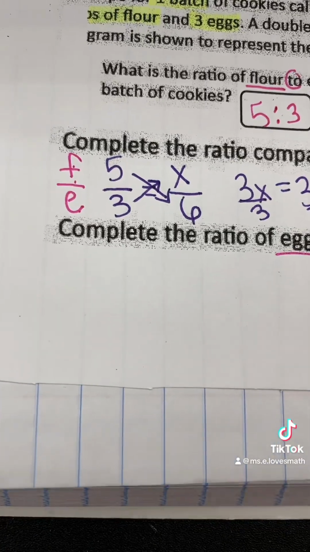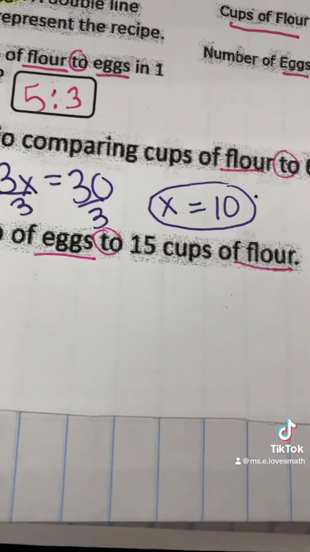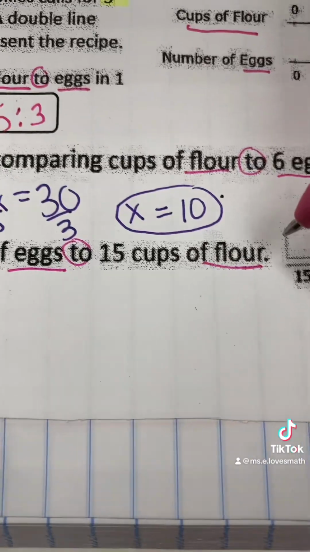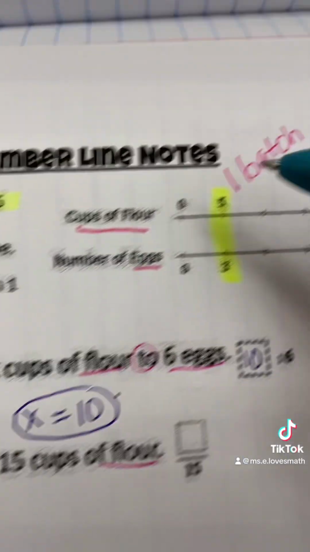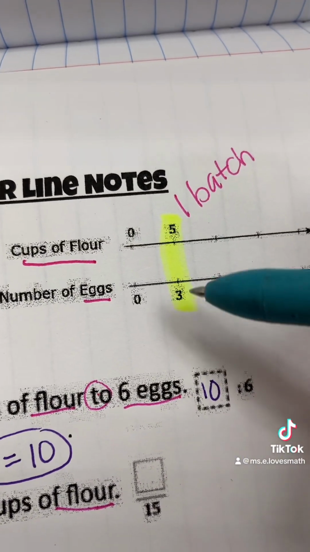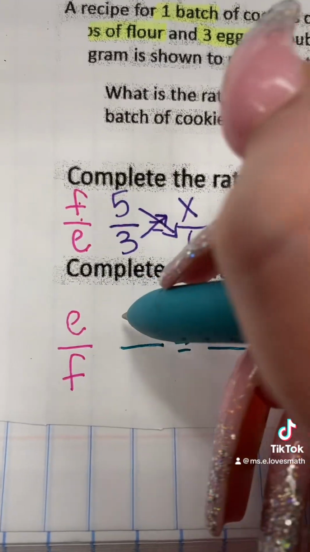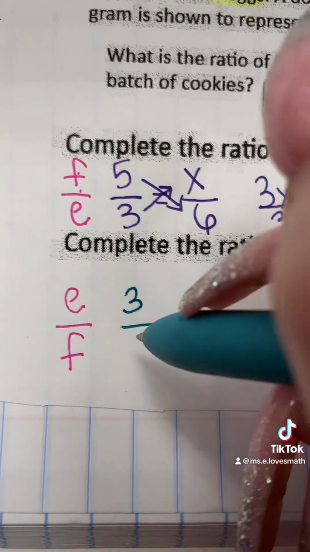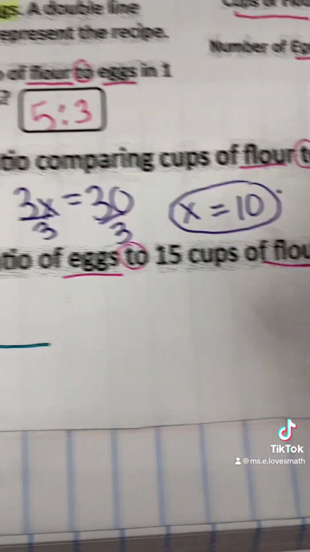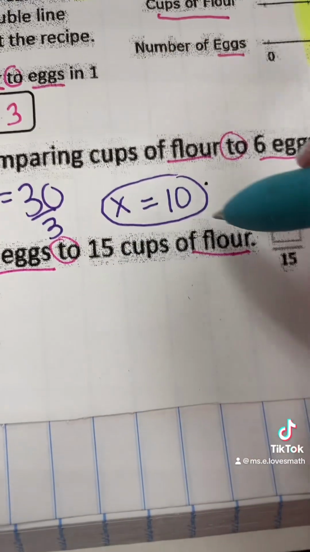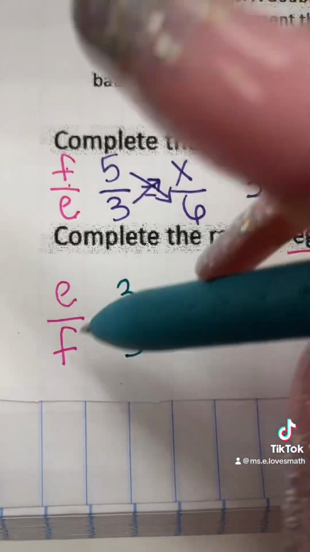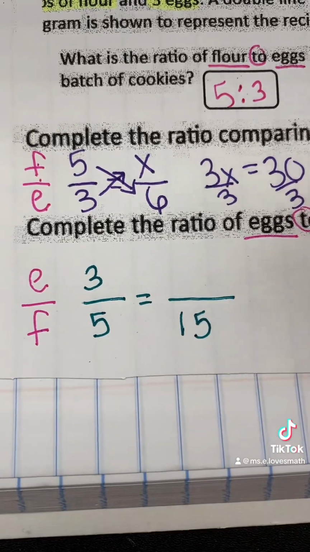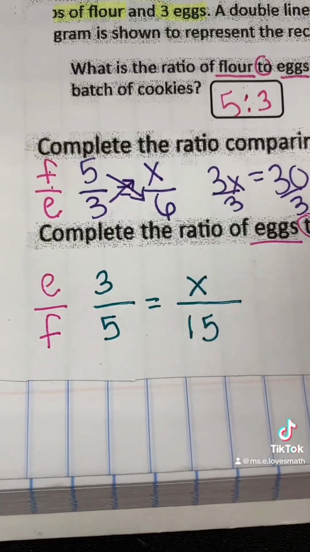The next question is asking us to complete the ratio of eggs to 15 cups of flour. So essentially, we need to set up eggs to flour. So let's take a look at our double number line. We have eggs, which is 3, to flour, which is 5. Now we need to place this 15. This 15 is cups of flour. So we have flour on the bottom. So we're going to put our 15 down here, and we will solve for our eggs.